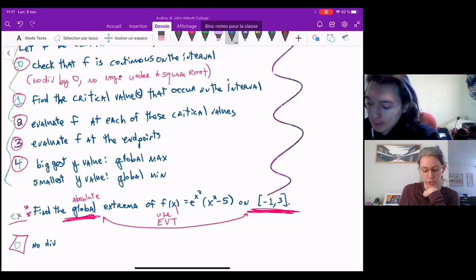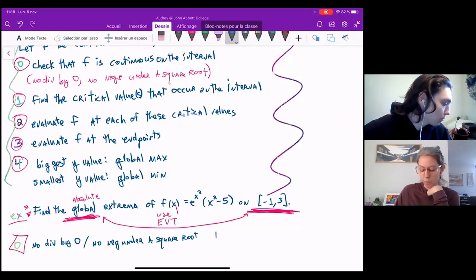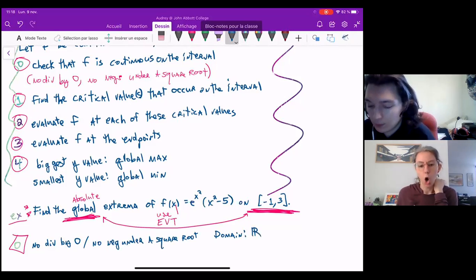Well, there's no fraction, so there's clearly no division by 0. And there's no square root, so there's also no negative under a square root. We could even state the domain of this function. The domain of this function is R. There are no problems. So R means all real numbers, which we could also write as negative infinity to infinity.